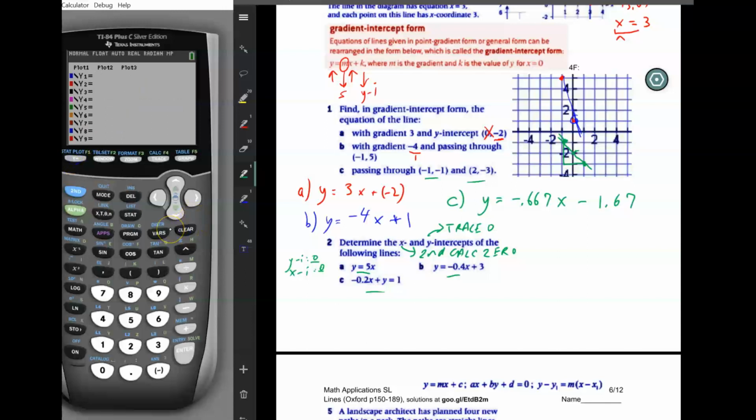Okay, I'm going to clear the old equation out, and I'm going to put negative 0.4x plus 3 in there. Negative 0.4x plus 3. And I'm going to graph it. And then sometimes you can actually tell from the graph where the y-intercept is. It looks like the y-intercept would be 3. But to make sure, I'm just going to do trace 0, enter. And yes, the y-intercept is 3.